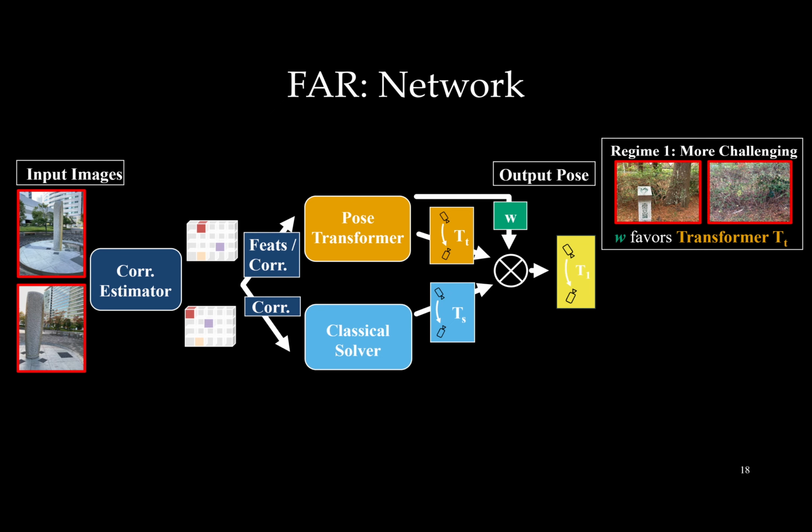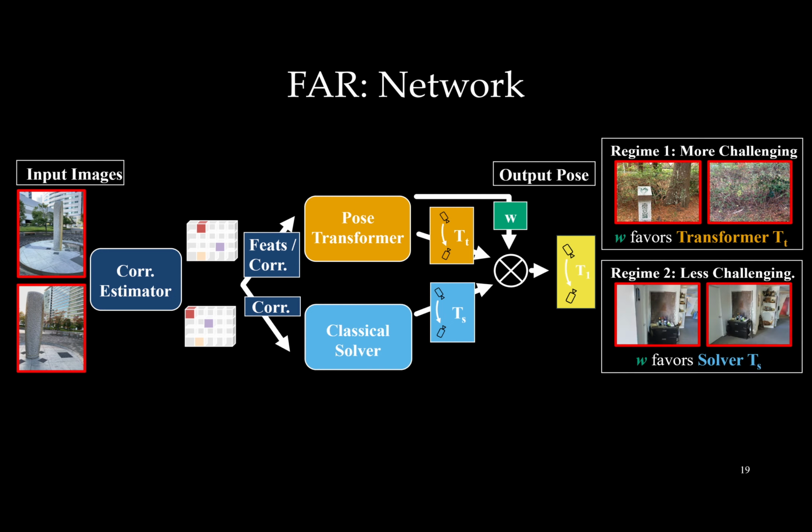Through the learned weighting W, FAR learns to rely upon the transformer in difficult cases where learned methods are robust and solvers become unstable, and in easier cases to rely on the solver, which is more precise than the learned method.